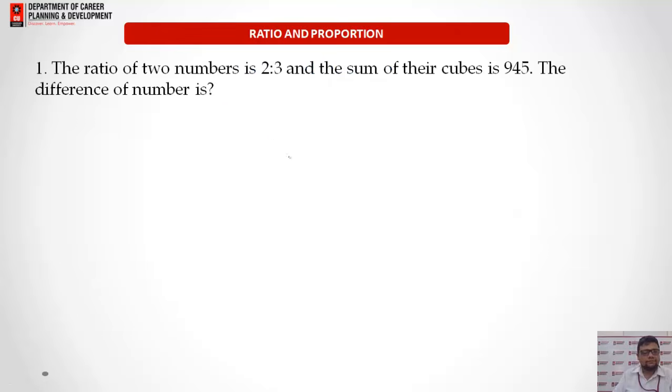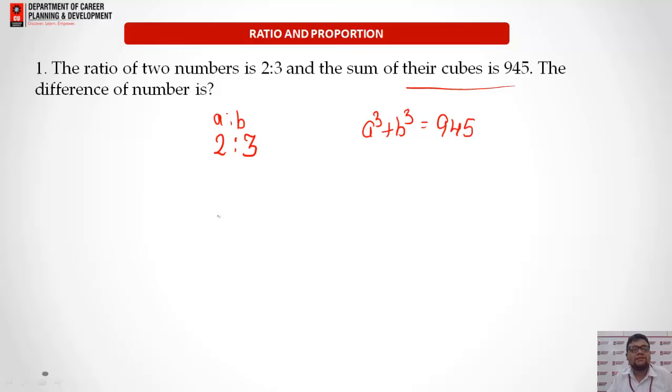So question number 1. Question number 1 is the ratio of two numbers. Two numbers' ratio is given to us, that is 2 is to 3. Now the question is, the sum of their cubes is 945. So if I write it as A is to B, then A cube plus B cube is given to us as 945. So find the difference of the numbers.